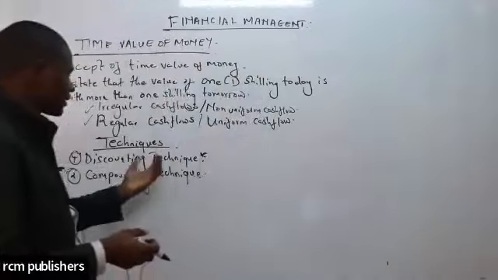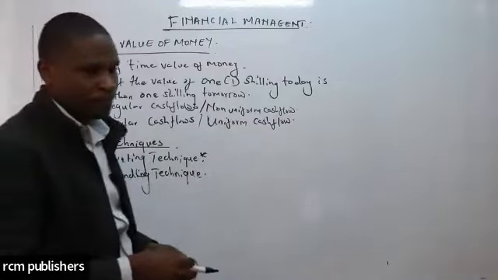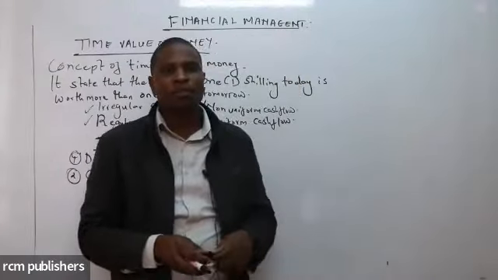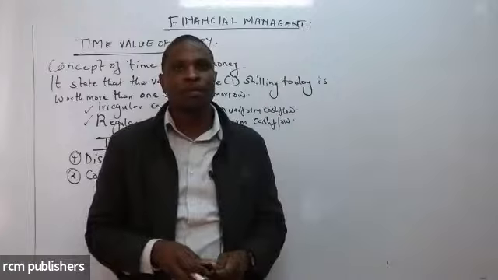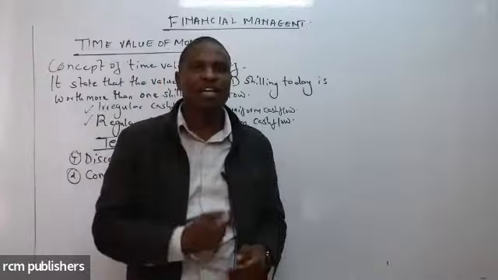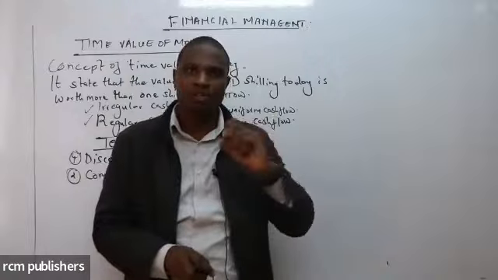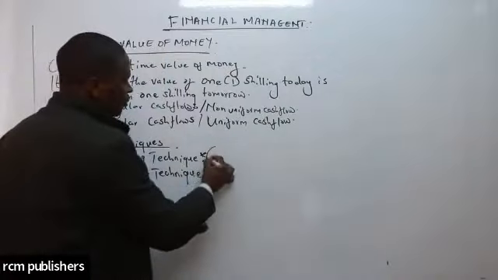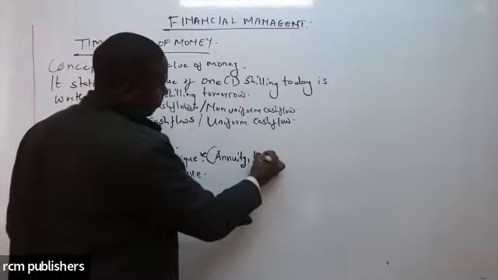Discounting technique, simply, is the process of converting the future value of cash flow into present value. We want to determine the present value of a certain cash flow by the help of a discounting factor. So class, it is good to note that under this you'll be having an annuity and a lump sum.